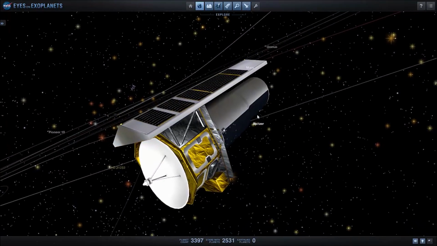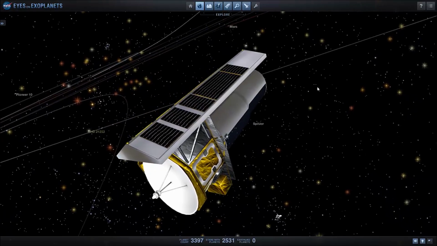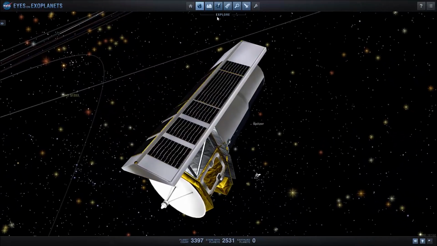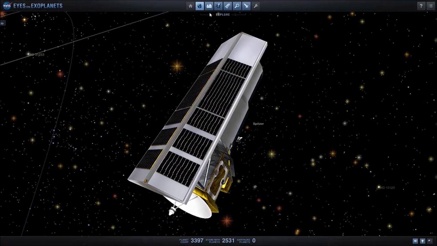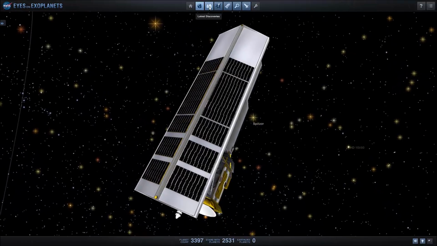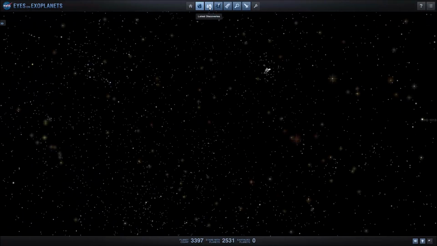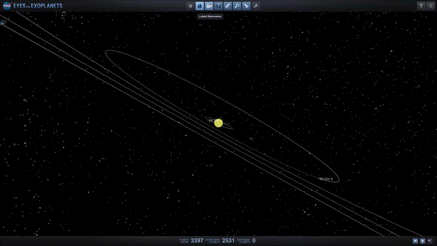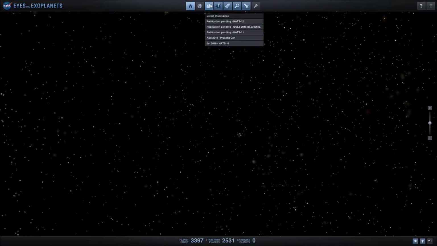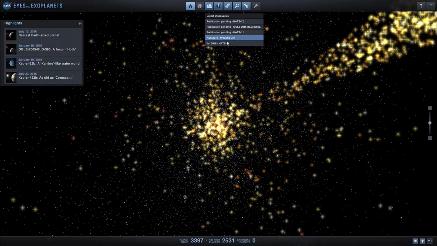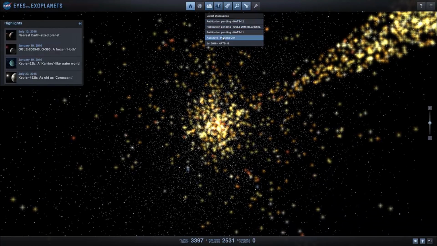This is a Spitzer telescope that is responsible for finding many of the exoplanets. Now, if you actually download this, which is absolutely free and totally worth downloading, right under the latest discoveries here, this is how I usually go about finding cool planets to talk about or cool new discoveries. Right here, it always shows you some of the more recent discoveries, some that have already been published.